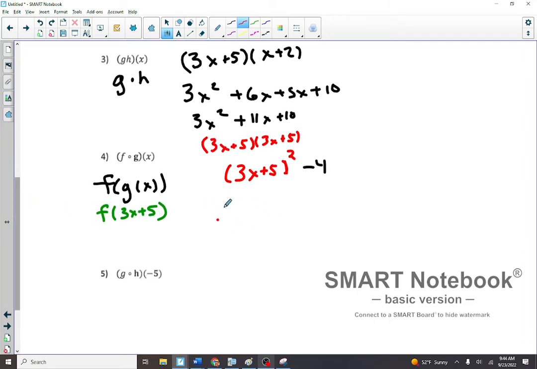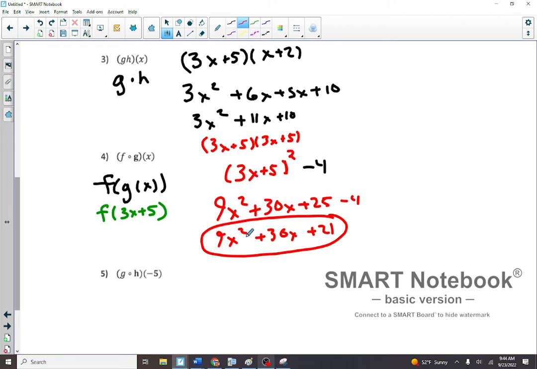9x squared plus 30x plus 25 minus 4. Combine like terms: 9x squared plus 30x plus 21.